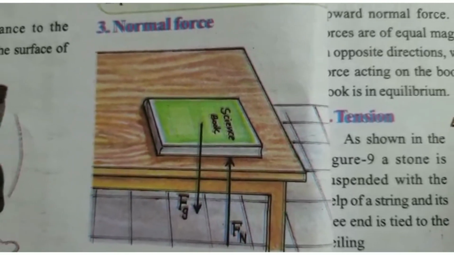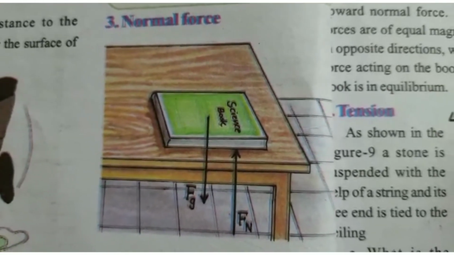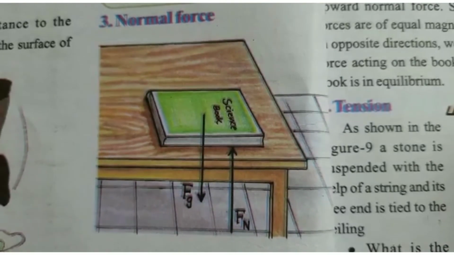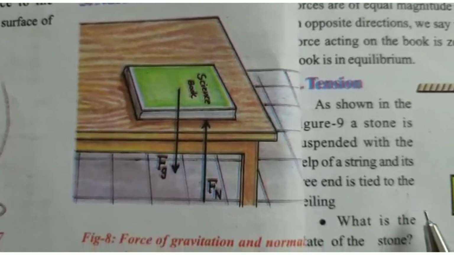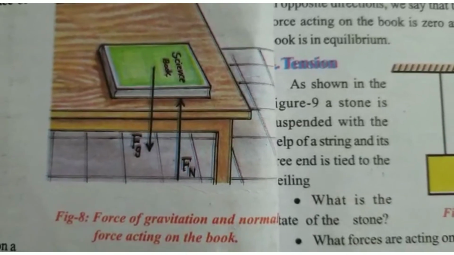The force that a solid surface exerts on any object in the normal direction is called normal force. So it is one of the contact forces, between the textbook and the table.